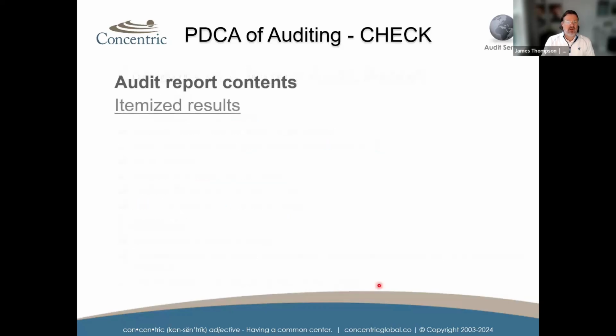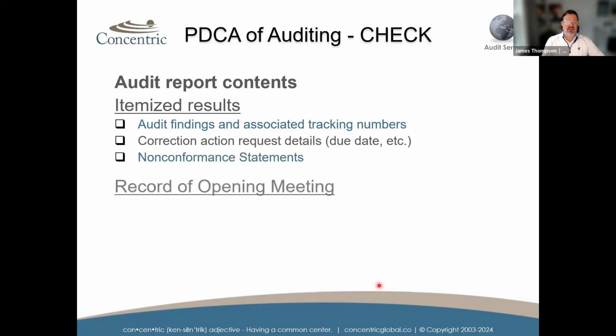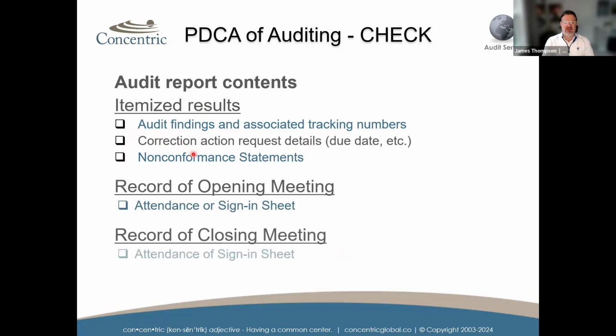Moving on, you want to itemize results like the findings and any associated tracking number like NCR1, NCR2, or CAR1, CAR2, OFI1, OFI2, whatever. Corrective action request details like due dates, etc. Your nonconformity statement. So this is really kind of the nuts and bolts, the key information of the report. You want a record of the opening meeting, like attendance or sign-in sheet, closing meeting attendance and sign-in sheet there.